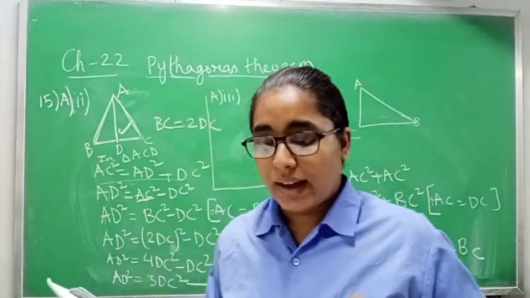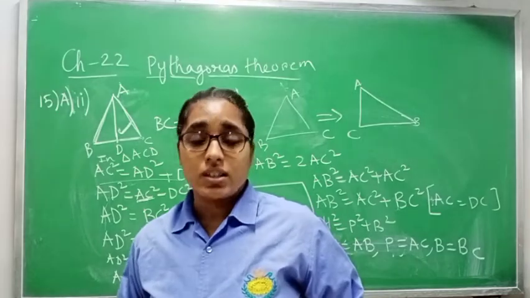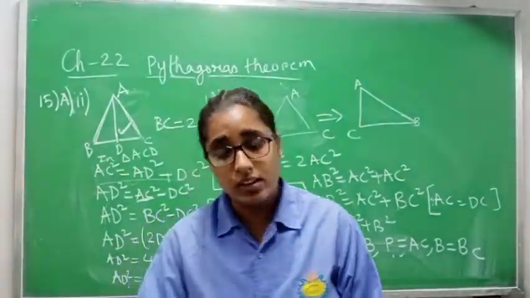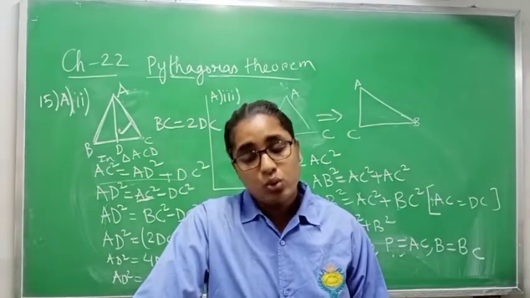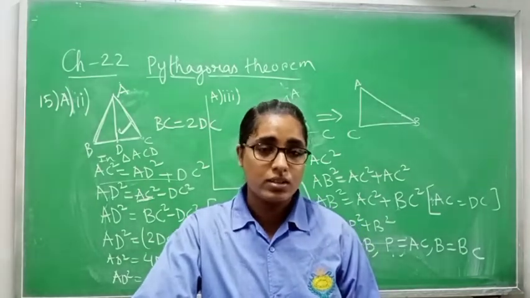Then the measure of angle C is 30 degree, 90 degree, 45 degree or 60 degree. So what is given to you? That it is an equilateral triangle and AC equals BC, and AB square equals 2AC square. Then we have to find the measure of angle C.